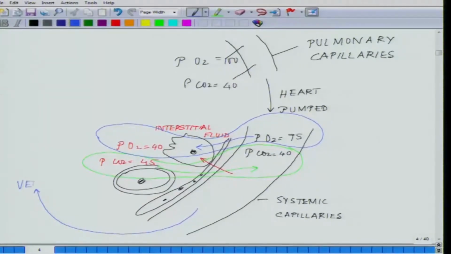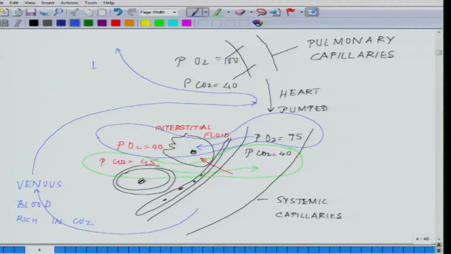And eventually this is the venous blood, which is rich in CO2, and it comes back to the heart. Again, from here it is being pumped to the lungs, and there it is getting purified, and this is what you see now trickling down. So, this is how the whole circulation continues, and this is the part of the pulmonary circuit.